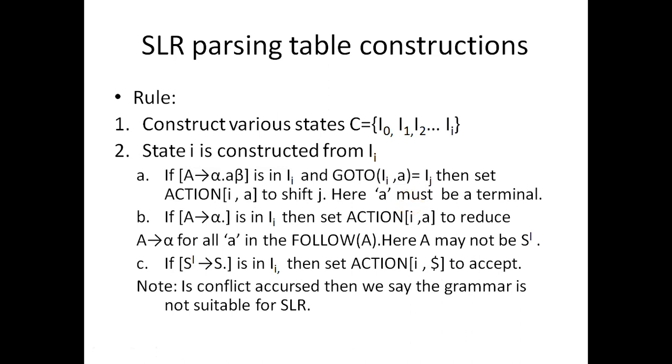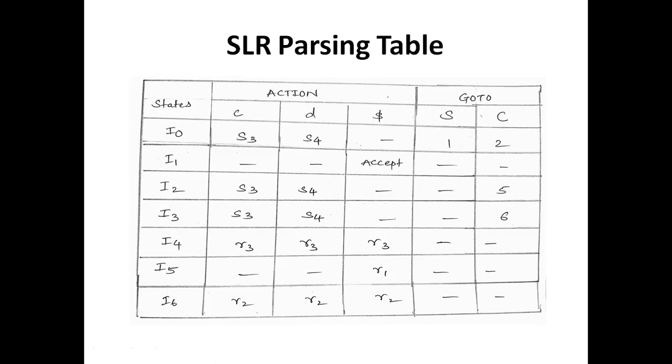Now we see the rules for constructing tables. So what is the table? Such a kind of table we are going to construct, in which all the states are written here. I0 to I6, 7 states are possible, and two parts are there, the action part and the goto part. The action part has small terminal letters and the goto part will be on non-terminals. So what is the basic idea behind this?